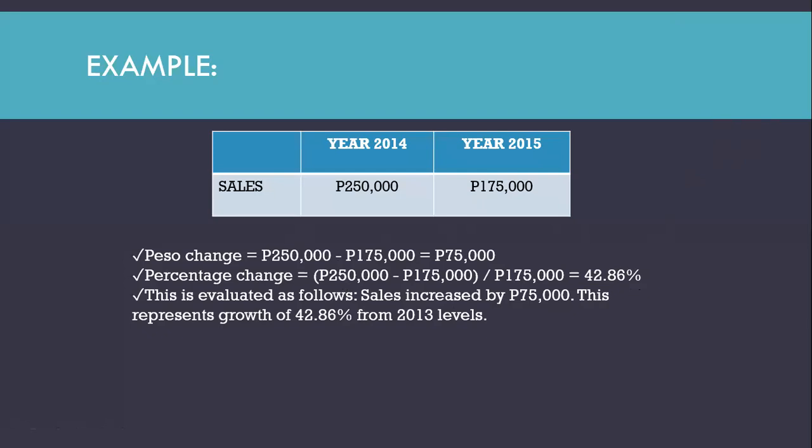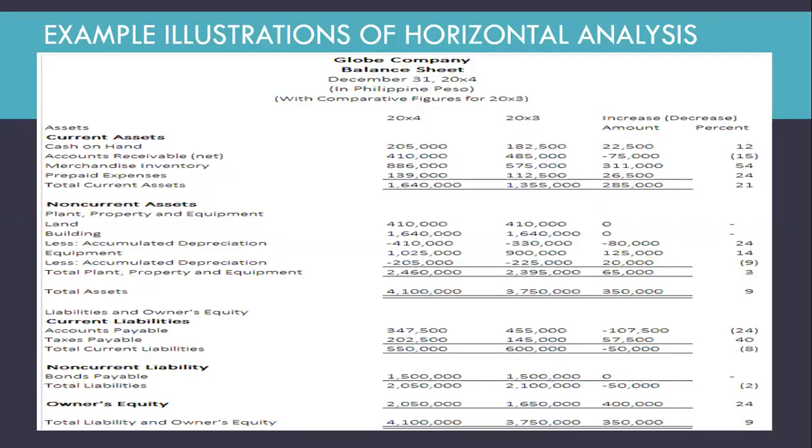So, yan guys, may given na din naman yung account. Ang gagawin nyo na lang, hanapin nyo yung prior year and current year. Okay? Sana hindi kayo malito. Next, ito po yung example illustration of horizontal analysis. Globe Company balance sheet, December 31, 20x4 in Philippine peso, with comparative figures for 20x3.